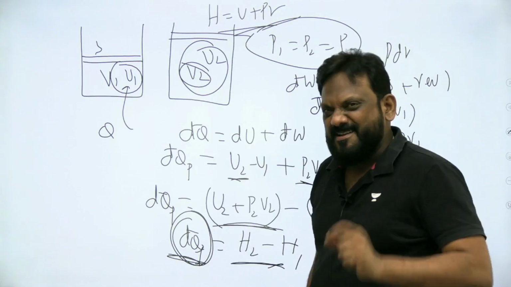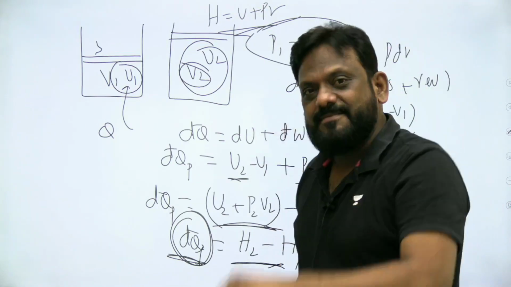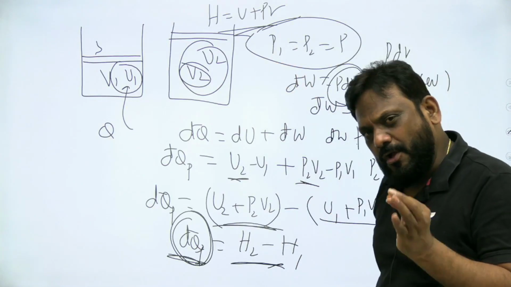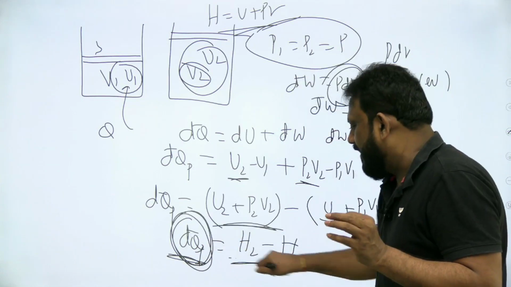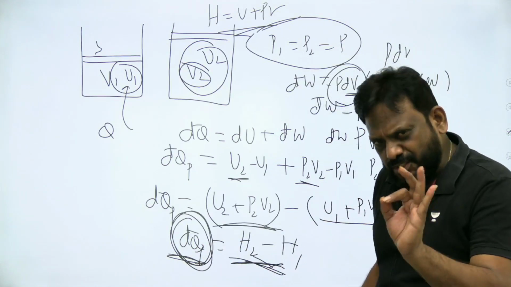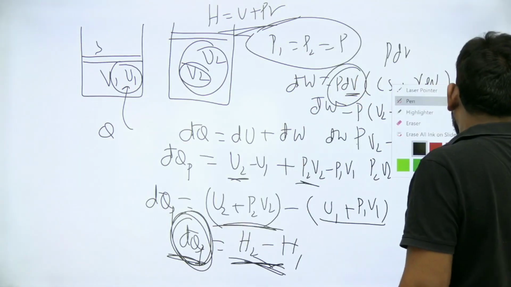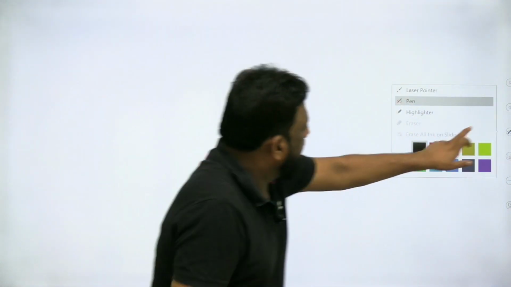Now see the beauty. Till now I took reversible. Now I'll take irreversible. Closed system, reversible, we have discussed. So H is equal to U plus PV, I can use for the heat transfer in a closed system, reversible. Now let us take irreversible and see whether I get the same or not. Let's enjoy.